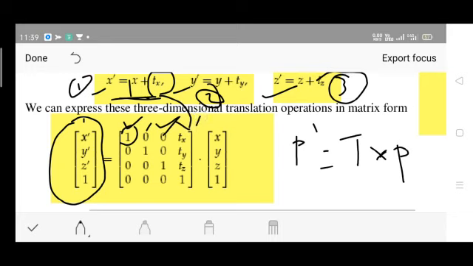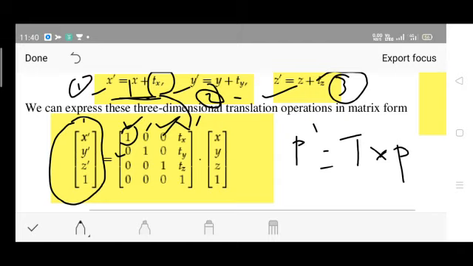Then go for the second formula, equation number 2. What is equation number 2? y' = y + ty, right? Is there any x factor? No, there is no x factor, right? So the first parameter, the coefficient of x, is 0. What is the coefficient of y? It is 1 into y, right? So the coefficient of y is 1.